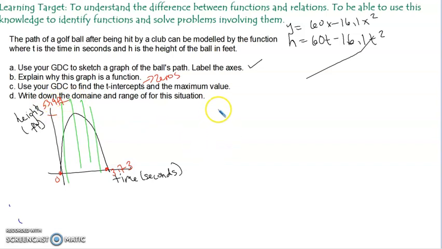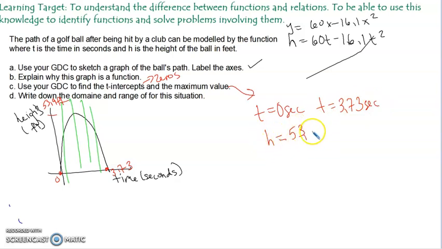Okay. I would be very explicit in this question and state t is equal to 0 seconds and t is equal to 3.73 seconds, along with h is equal to 53.9 feet when they're asking for a maximum. So don't just place it on the graph, but yes, it is important to have those values on a graph if it's asking for a graph, but to include them explicitly. And then last up, what is the domain and range?